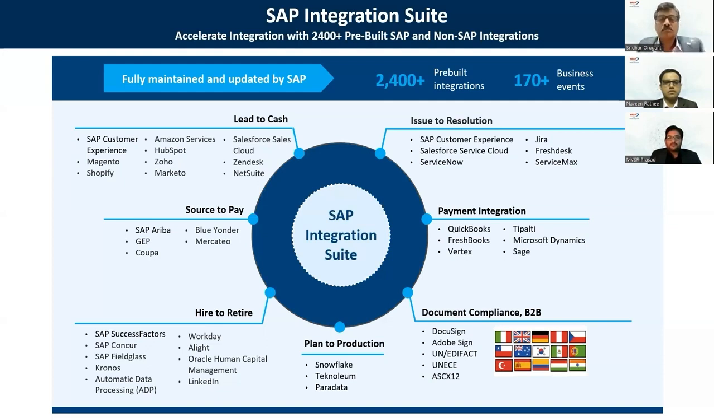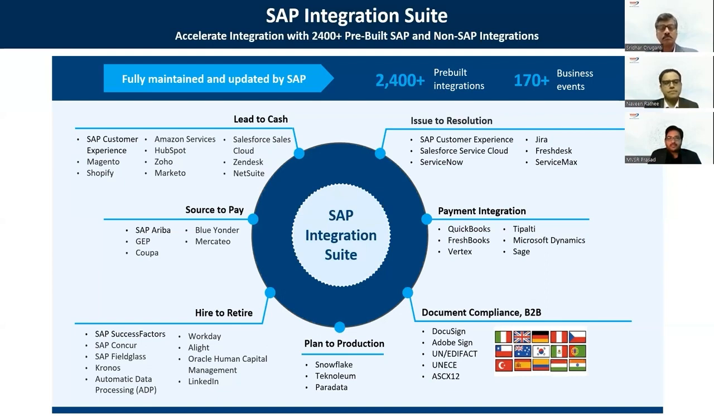So this particular diagram shows the highlights of the couple of integration scenarios, like lead to cash, or considering the SuccessFactors or HR specific, hire to retire, and logistics specific. So there are a lot of pre-built scenarios where we can simply access from the API hub, and we can enhance, and then subsequently we can adapt to our integration requirements.